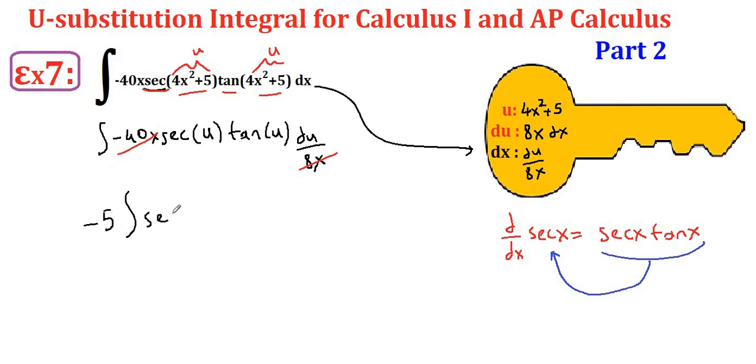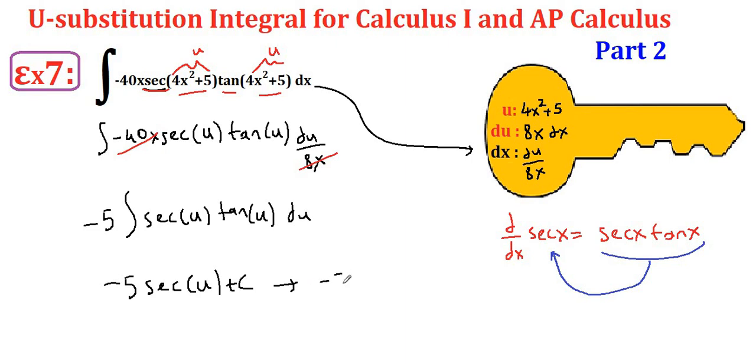And we have secant of u and tangent of u du. We said that the integral of secant x times tangent x is secant x. So we have negative 5 secant of u plus c. And if you bring u back, you obtain negative 5 secant of 4x squared plus 5 plus c.